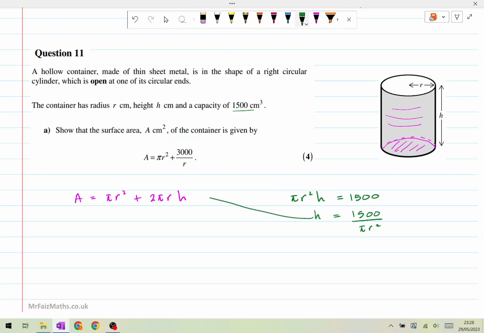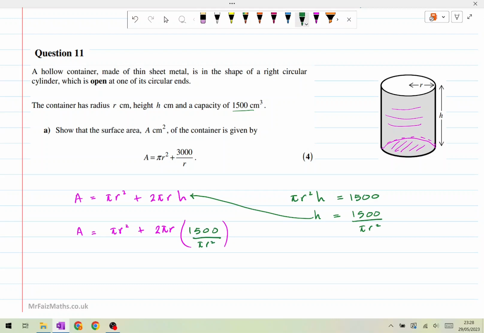What we can then do is substitute that. So substitute h equals this one into the formula for the surface area. So this formula now becomes pi r squared plus 2 pi r, and then instead of h, I'm going to write 1500 divided by pi r squared.